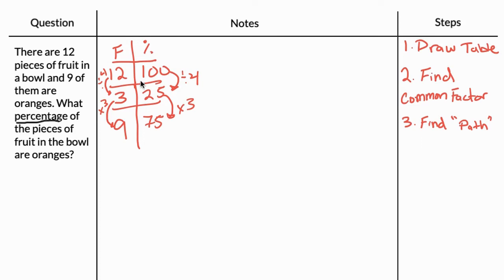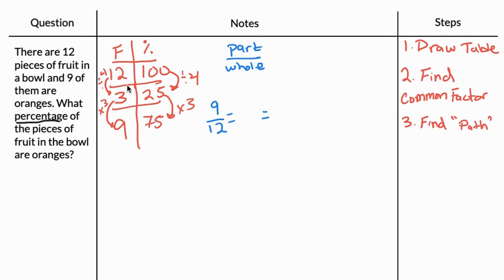Now the second way of doing this, if we're not using a table here, another way of doing it is with fractions. Now we got to remember that fractions always are talking about part over the whole. So in this case here, we know the whole is going to be 12 fruit. The part then is going to be the number of oranges that we're looking at.